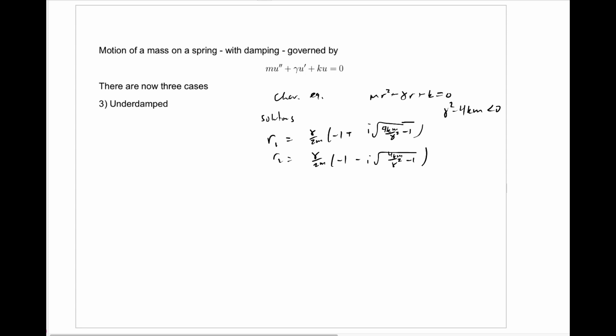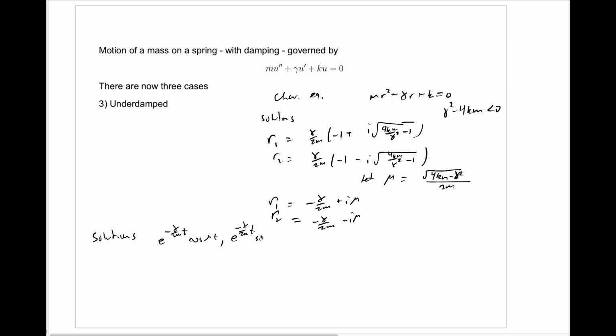We can now let mu be the imaginary part of these roots r1 and r2. That will be gamma over 2m times this square root, which will be precisely the square root of 4km minus gamma squared, all over 2m. And then we can write r1 and r2 just as minus gamma over 2m plus i mu and minus gamma over 2m minus i mu. Then we have solutions to the differential equation of e to the minus gamma over 2m t times cosine of mu t and e to the minus gamma over 2m t times sine of mu t.